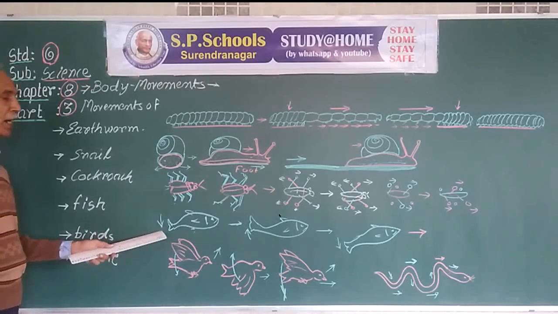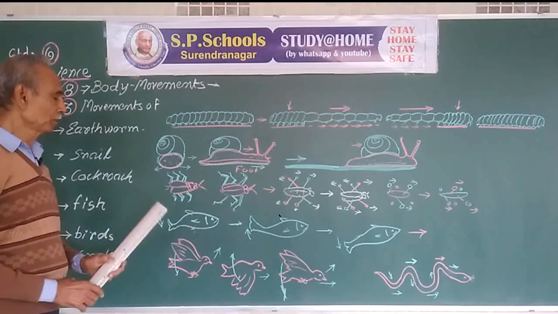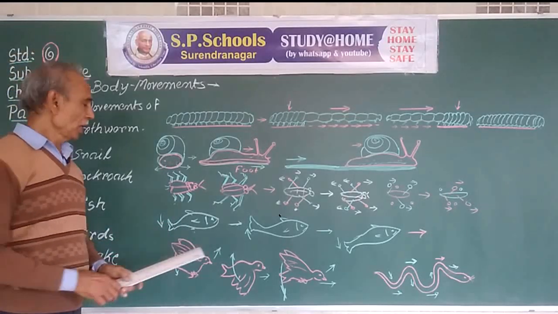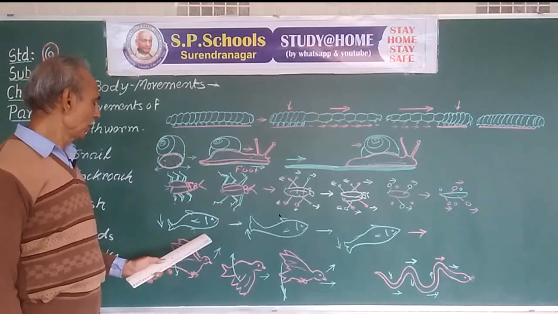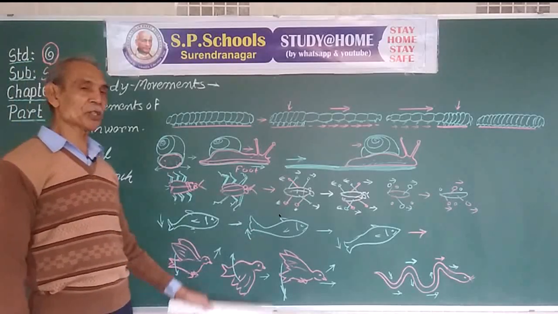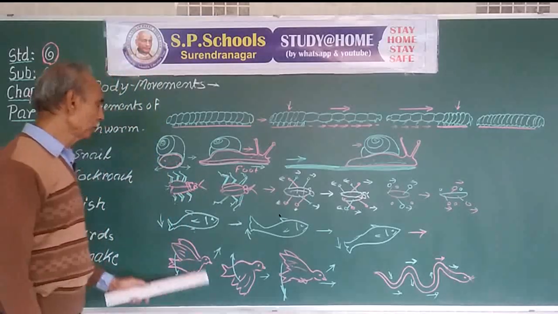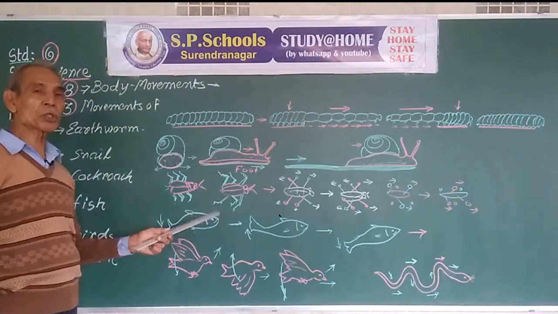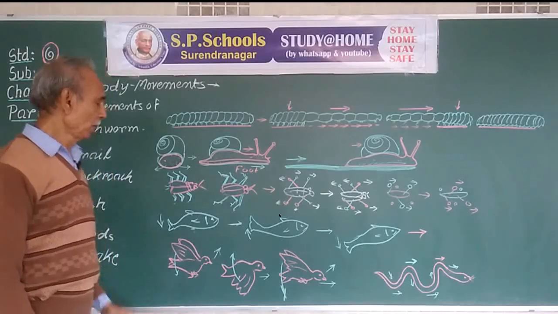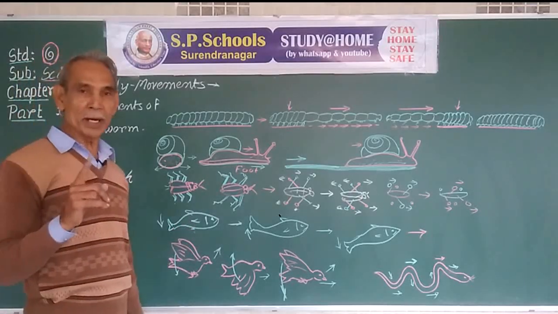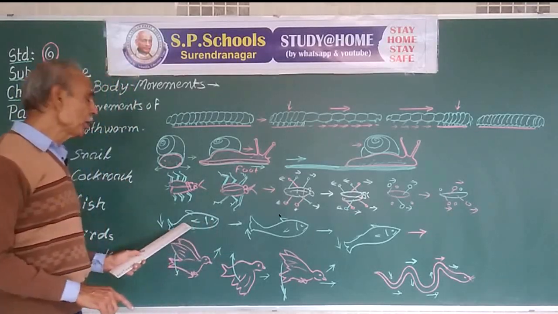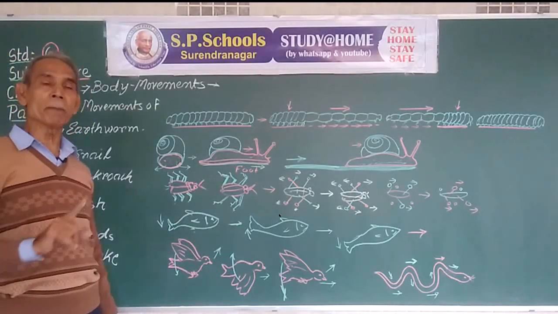Now, fish is an aquatic animal. It has no legs, no limbs for motion. It has to swim in water. Therefore, its body is of streamlined type of shape.